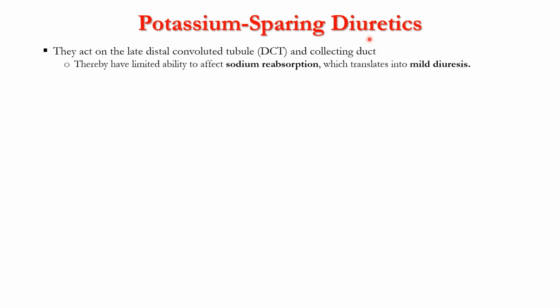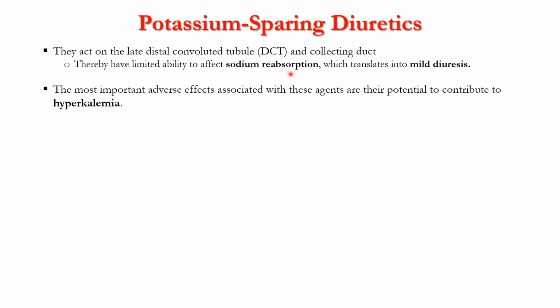Now let's come to the other diuretics, that is potassium-sparing diuretics. So these diuretics act on two sites dominantly, the late distal convoluted tubule and the collecting duct. Hence, they have limited ability to affect the sodium absorption. Because of that, they have a mild diuresis.